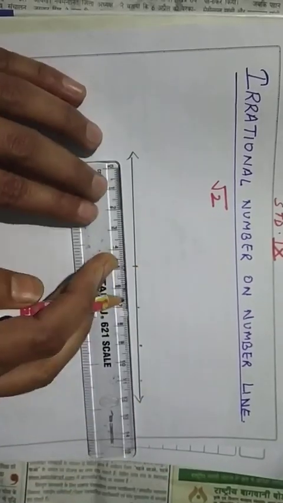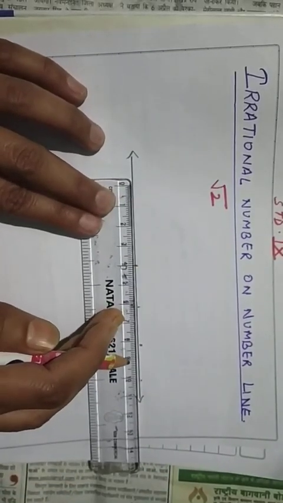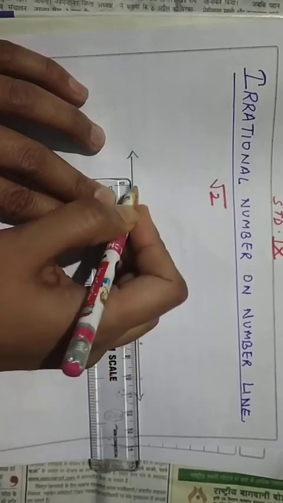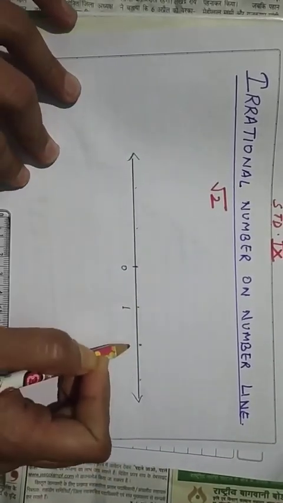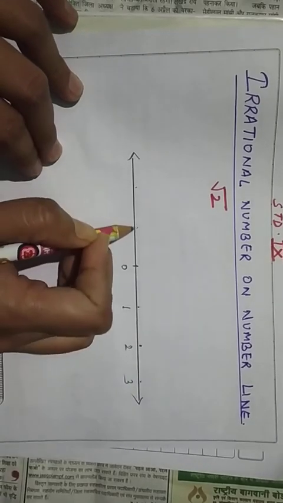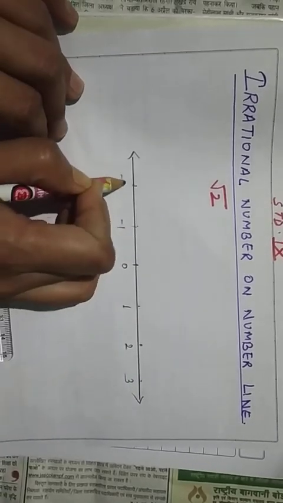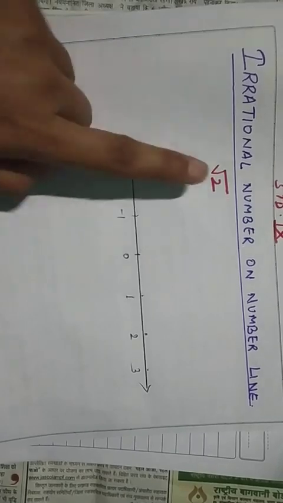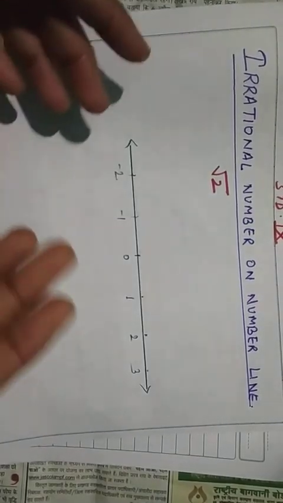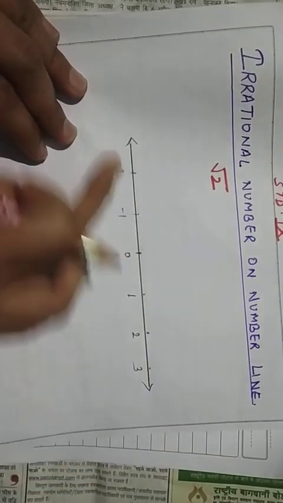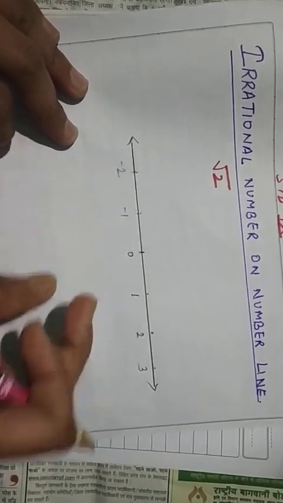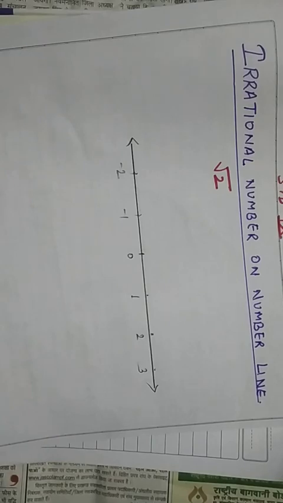And on this side also you can take units. This should be equal. 1, 2, 3, and here -1, -2. Now under root 2 is an irrational number and we have to plot it on the number line. We have to find out first where it should exist.